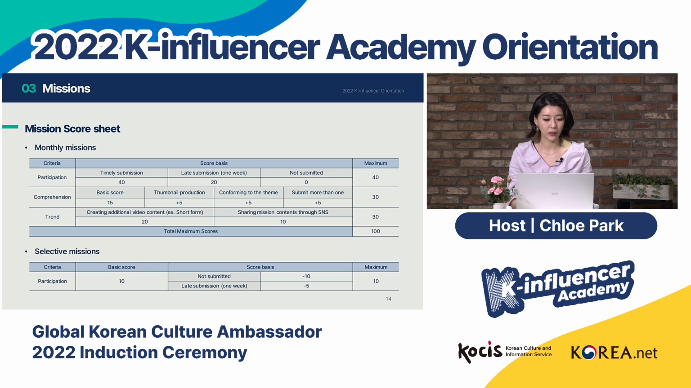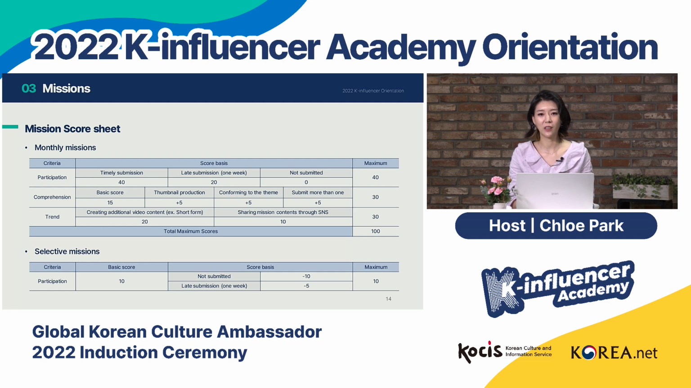And now moving on to selective missions, it's very simple. There is only one criteria, and that is participation. The basic score is 10 points. So if you submit it, you will get 10 points. It's very good. Selective missions can be considered a bonus for you. It's only adding points to your monthly missions because there is no comprehension or trend.